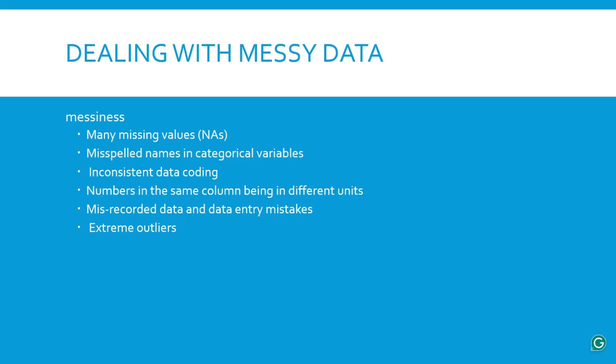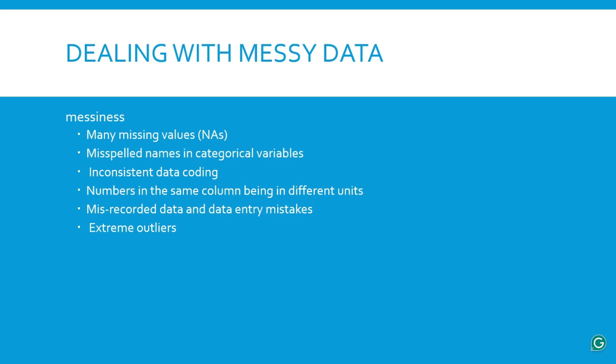Dealing with the messy data comes under the data cleaning process. So what are the messiness we can see in a data set? Number one, many missing values, NA values. You can see many places where NA values are there. And number two, misspelled names in categorical variables. There are misspelled data stored in the categorical variables.